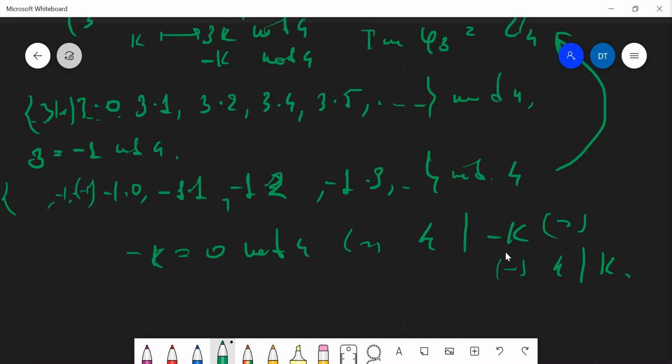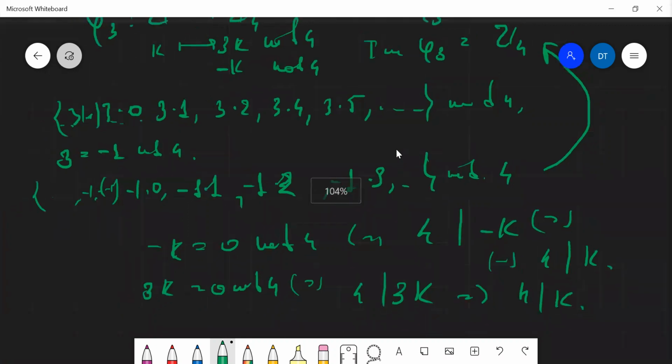So here we can see that the element k is in the kernel if and only if it's divisible by 4. So this is how to compute the kernel of the map. Or you can just do the same computation with this notation: 3k equals 0 modulo 4 if and only if 4 divides 3k. But since 3 and 4 are coprime, then 4 must divide k. So this is how it works.